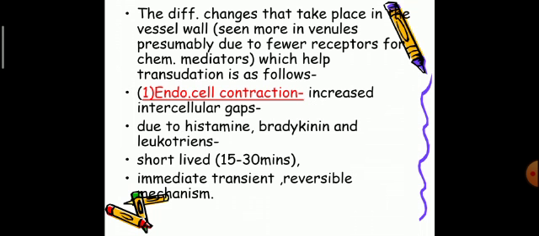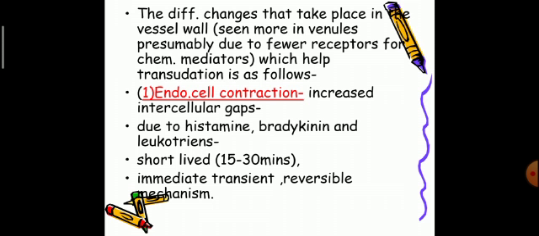The changes that take place in the vessel wall, seen more in venules, presumably due to fewer receptors for the chemical mediators which help transudation, are as follows. Endothelial cell contraction. Due to the endothelial cell contraction, there will be an increase in the intercellular gaps. This is due to histamine, bradykinin and leukotrienes. This is very short-lived, only a 15 to 30 minute event.